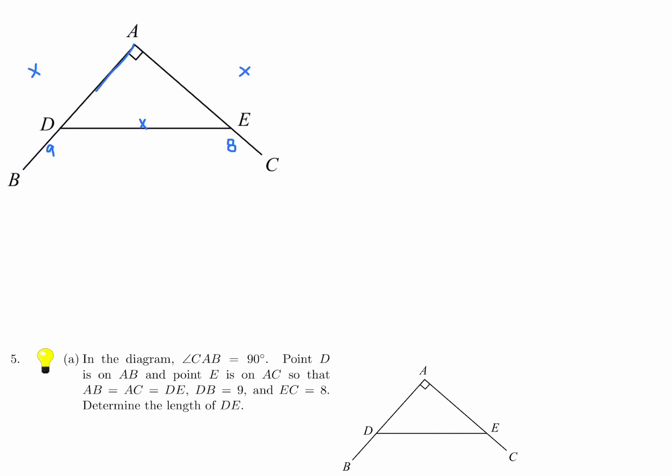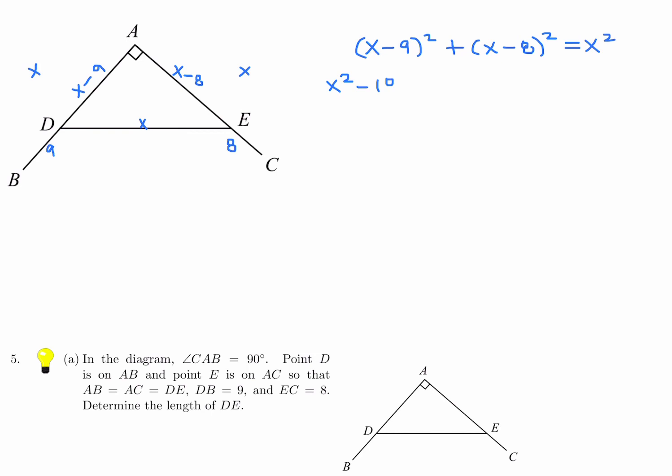And therefore this distance AD would be X minus 9. And in a very similar way, this distance AE would be X minus 8. So I've got everything I need in that Pythagorean relationship. So that means (X minus 9) squared plus (X minus 8) squared is equal to X squared, the hypotenuse of that right triangle. So we have to do this algebra now.